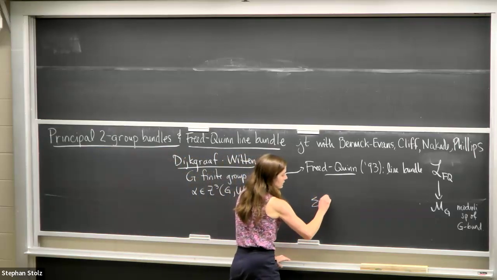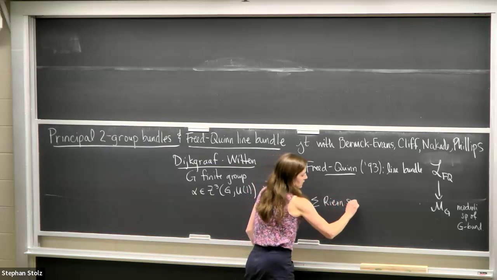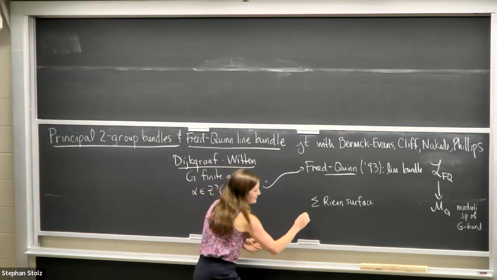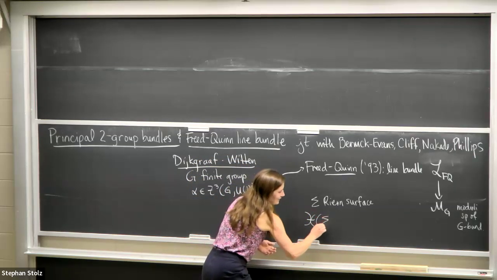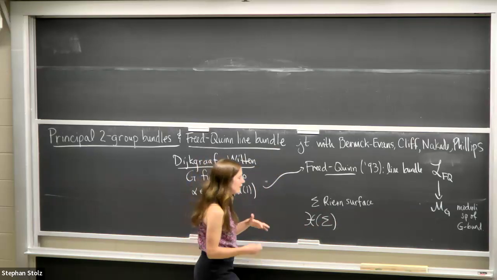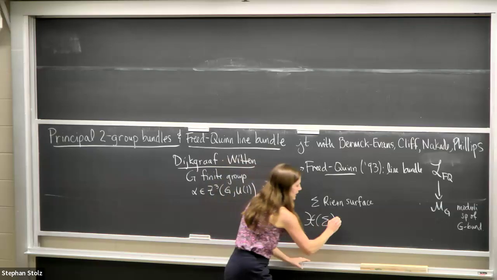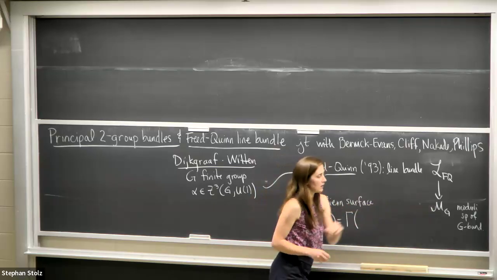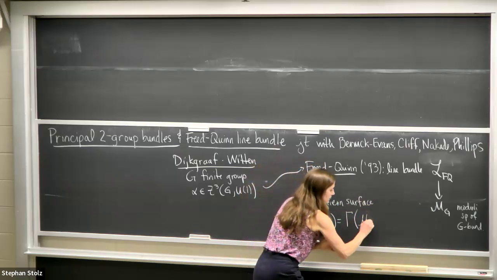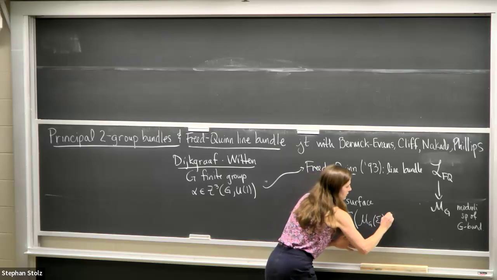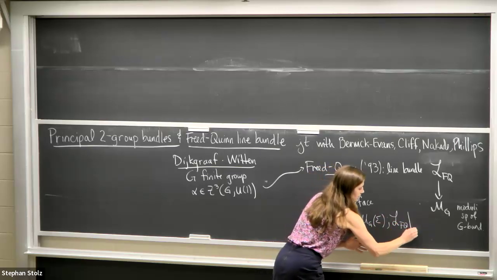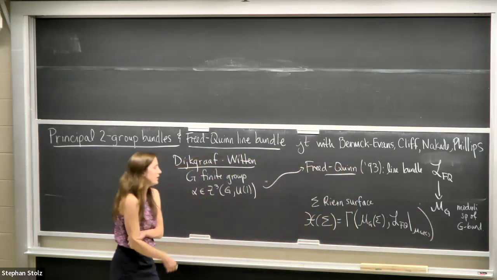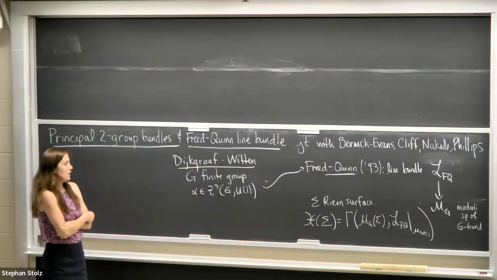So if you have a Riemann surface, sigma, they describe the value of Dijkgraaf-Witten theory, the value of the field theory on this surface, as the sections of this line bundle where you evaluate at sigma. So that's something that pre-existed our work.